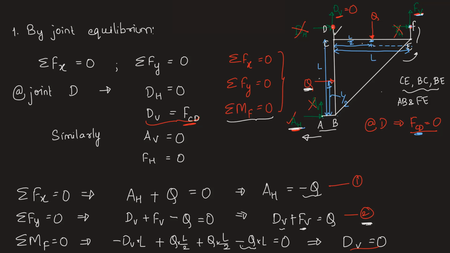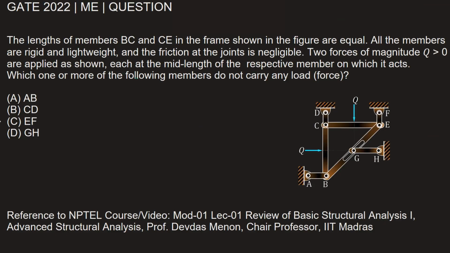So previously we had GH as a zero force member, and now we have the member CD as a zero force member. Our answer is the zero force members in the given structure for the given set of loading are GH and CD. So let's go back and mark the options. Answers are options B, CD, and option D, GH.